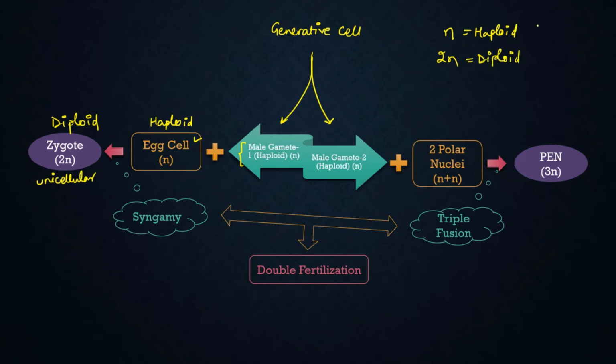Now when we say haploid, we see in case of gametes, both in plants and animals, the gametes are typically haploid. Now the remaining cells, the somatic cells, have two sets of chromosomes and they are diploid.